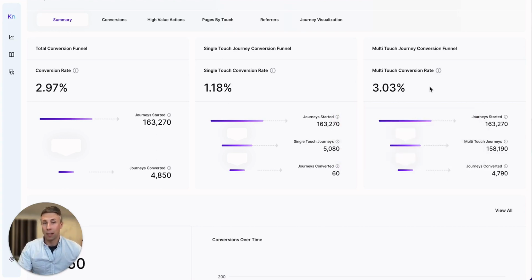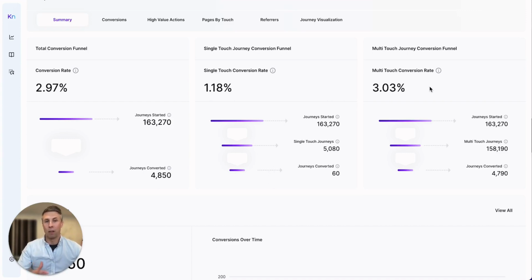Conversely, if we look at multi-touch conversion rate, and this is when people are coming in and they're engaging with multiple pages over time and potentially over multiple sessions, you can see that the conversion rate is much higher, so 3%. And this is really indicating that for buyers to come and buy or to apply now, it's taking a little bit more education and nurturing to get people to convert versus just dumping them to a landing page and expecting them to convert right away.